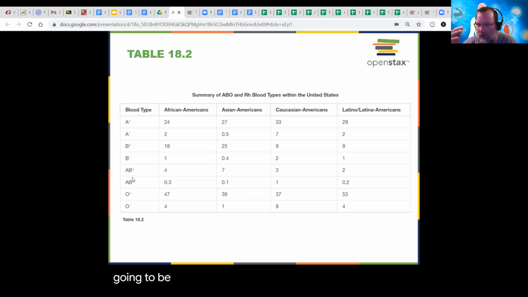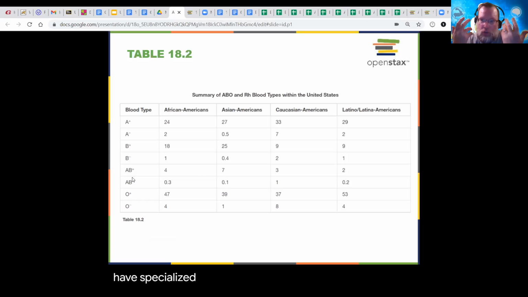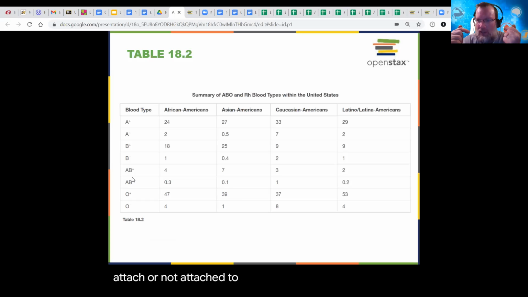They're going to be shaped in certain ways that allow them to link with and communicate with other cells. And the way they can communicate with other cells by the presence of these antigens is through an intermediary chemical called an antibody. Antibodies are little molecules swimming around in your blood that have specialized structures or shapes that enable them to attach or not attach to antigens on the surface of certain cells.